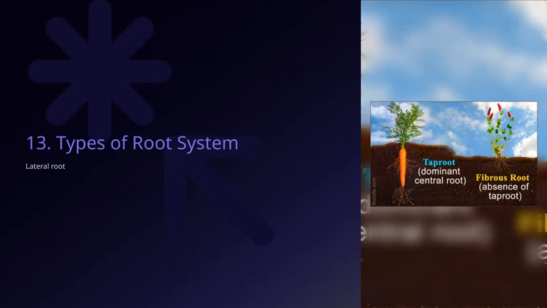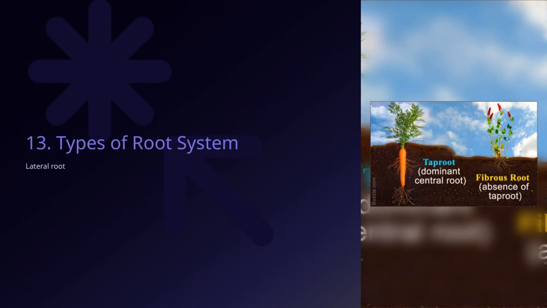Let's take a closer look at the types of root systems, starting with lateral roots. Lateral roots are secondary roots that branch out from the main root, essentially extending the root system horizontally. They play a crucial role in increasing the surface area of the root system, which enhances the plant's ability to absorb water and nutrients from the soil. Think of them as the plant's way of expanding its reach underground, helping it access resources more efficiently.